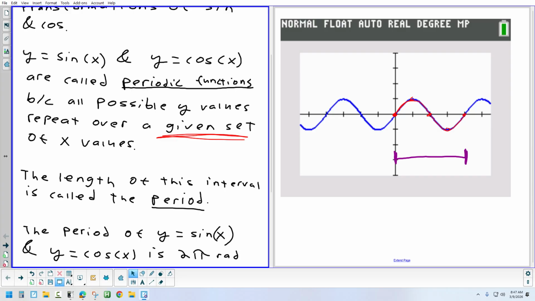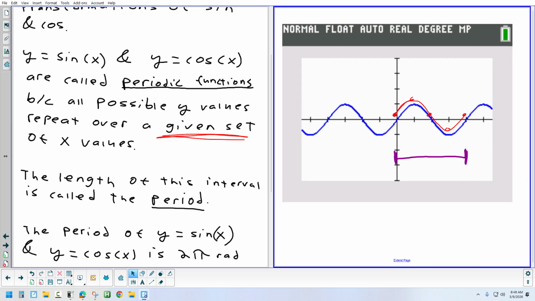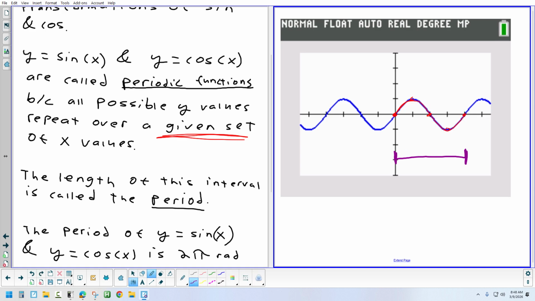For sine and cosine, there is a standard length to that. This length is 2 pi units. From there to there, that's the amount of distance you have to travel before it repeats. Okay, and that's in radians.